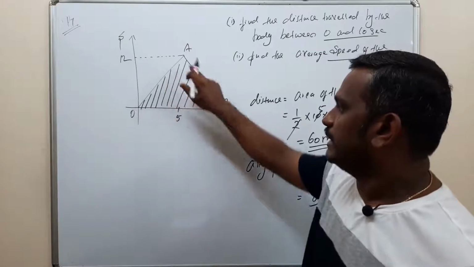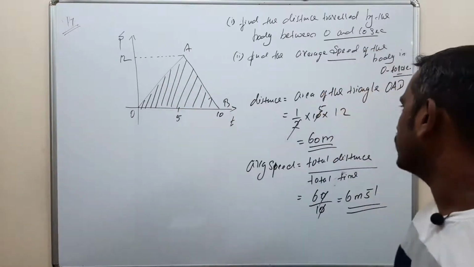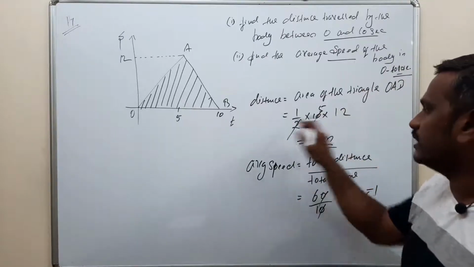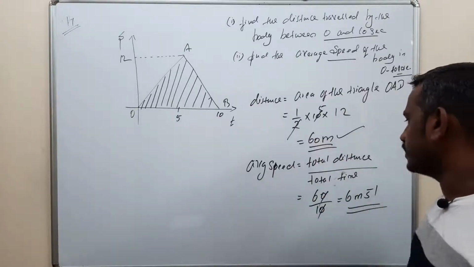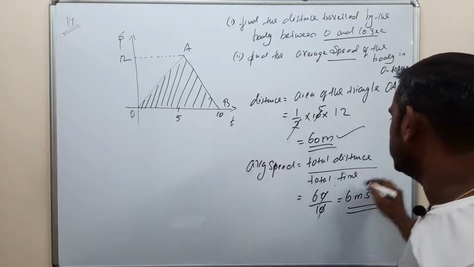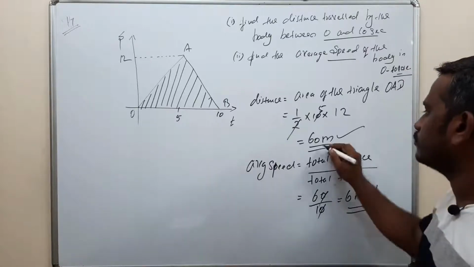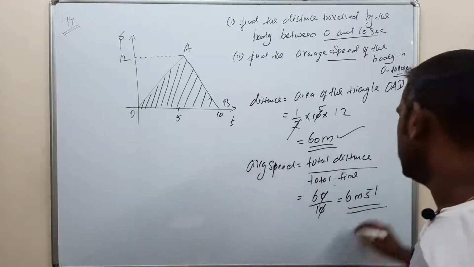So this is the speed time graph. The area under it is nothing but the area of the triangle OAB. That's equal to half into 10 into 12, that is equal to 60 meter. So average speed is equal to, we know the formula, the total distance covered by the body divided by total time. That is 60 meter divided by 10, so that's equal to 6 meter per second.